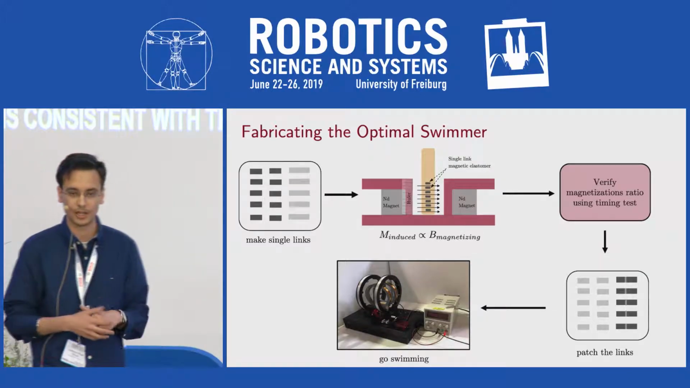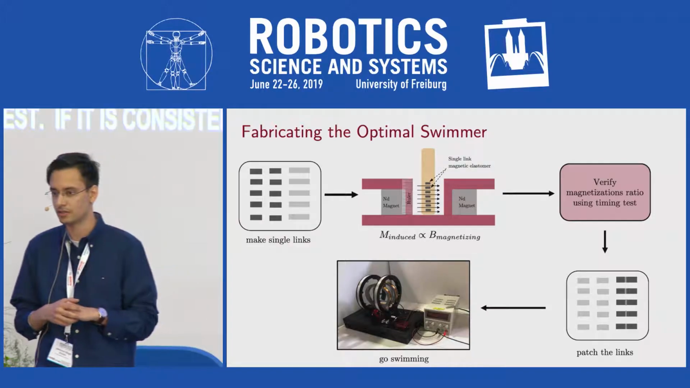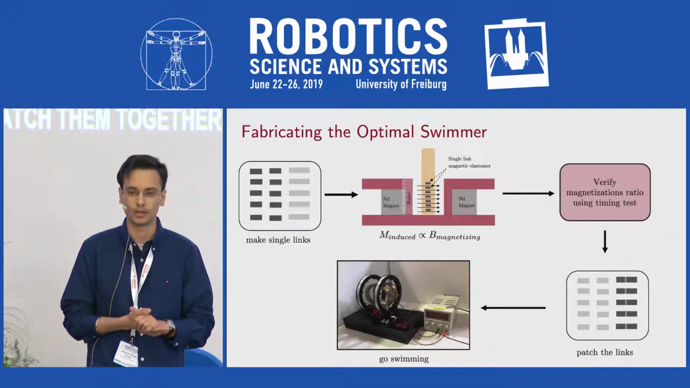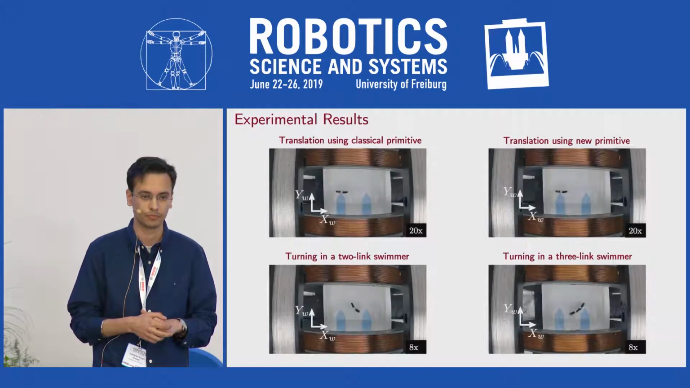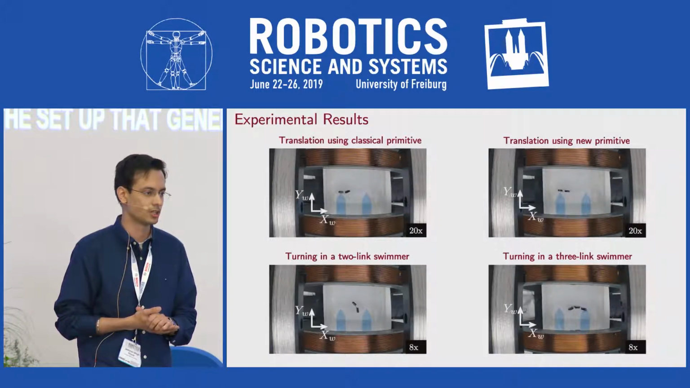we do a timing test. And if it is consistent with the optimization, we patch these two links together. That gives the two-link swimmer. And then we conduct experiments with a Helmholtz coil setup, which generates magnetic fields. So this slide shows a sampling of some of the experiments that we did with the two-link swimmer.